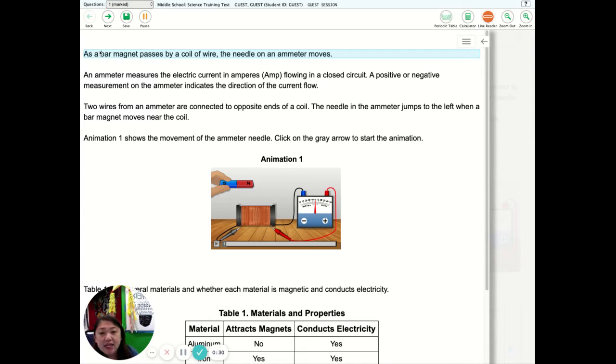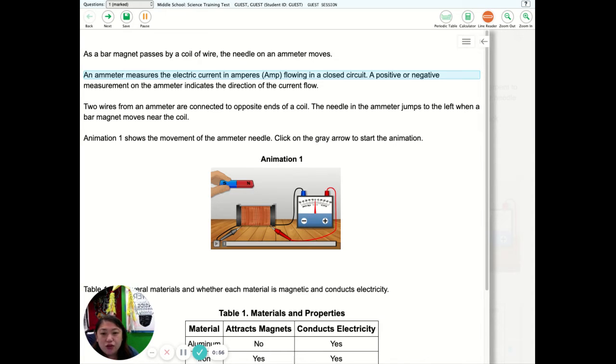So as a bar magnet passes by a coil of wire, the needle on the ammeter moves. So this is the bar magnet, this is the coil of wire, and this is the ammeter. An ammeter measures the electric current in amperes flowing in a closed circuit. A positive or negative measurement on the ammeter indicates the direction of the current flow. So what's important to note here is that we're measuring the electric current using this little machine. If you don't know what electric current is, that's fine.